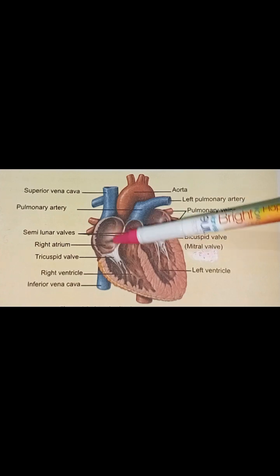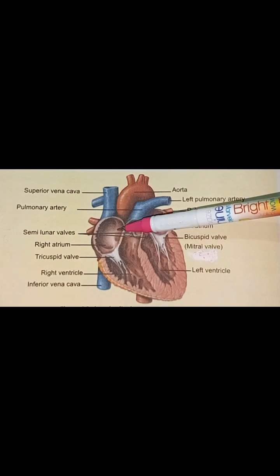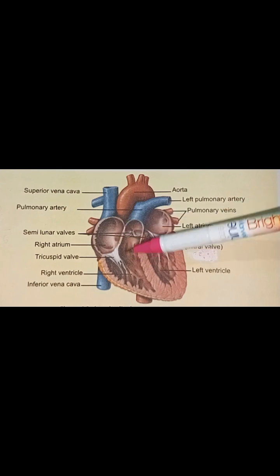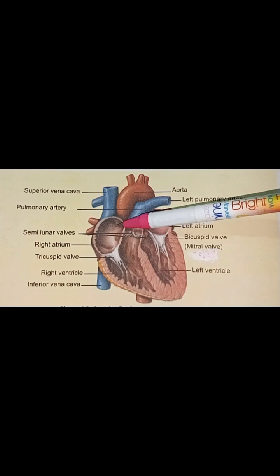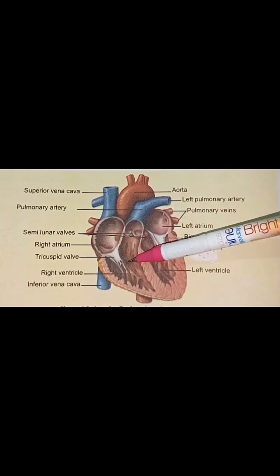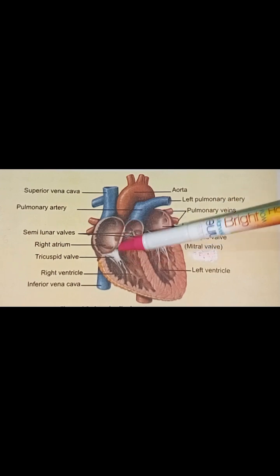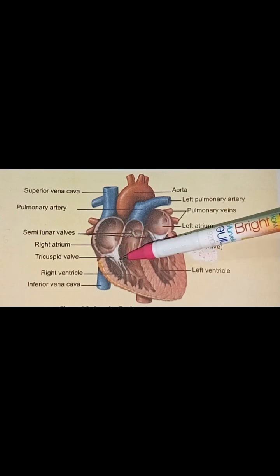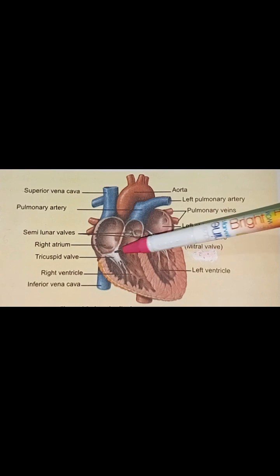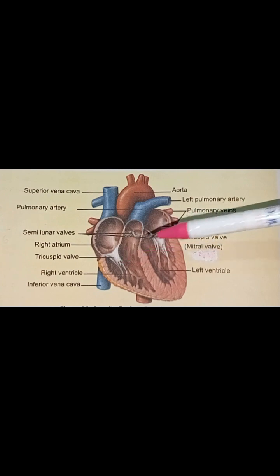And the other one, in between the right atrium and the right ventricle, we can see a white colored part. What is that? It is the tricuspid valve. This is the tricuspid valve. So now we'll discuss the arteries.